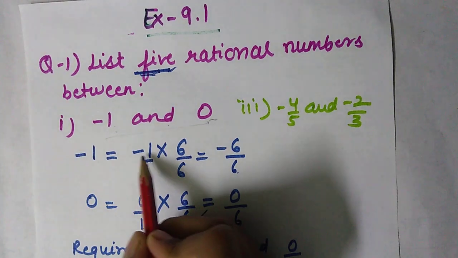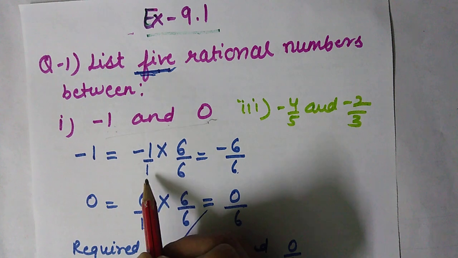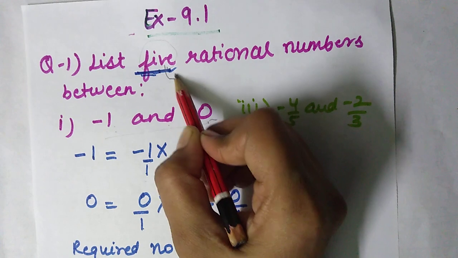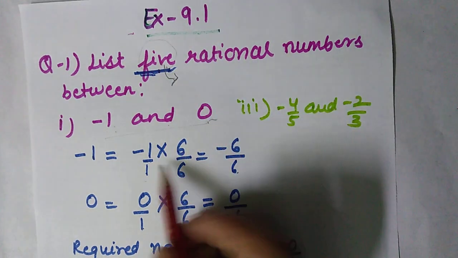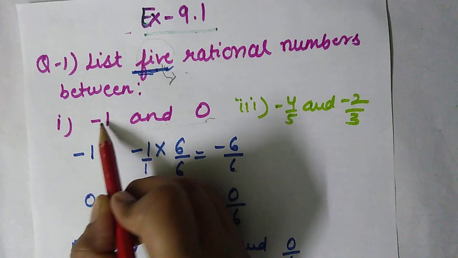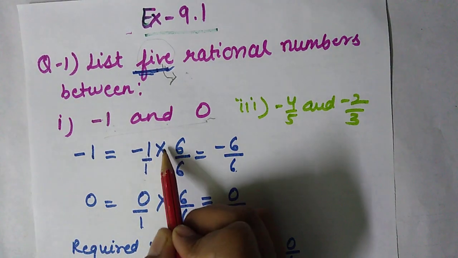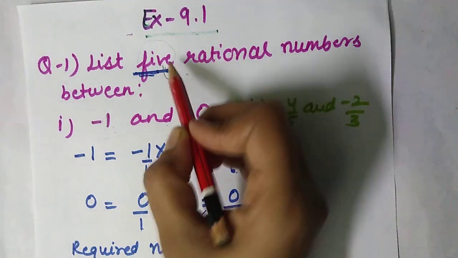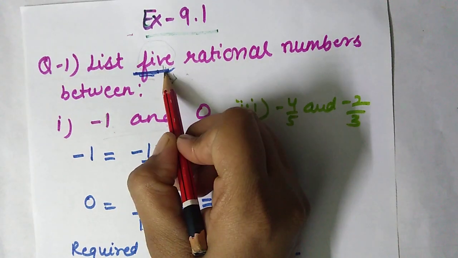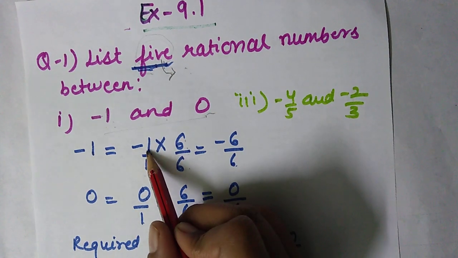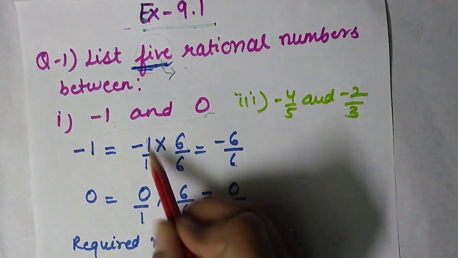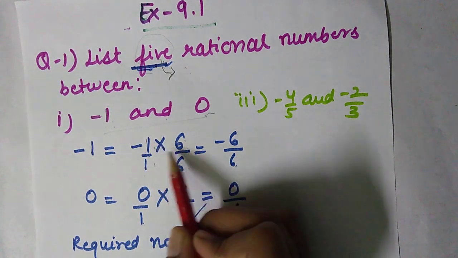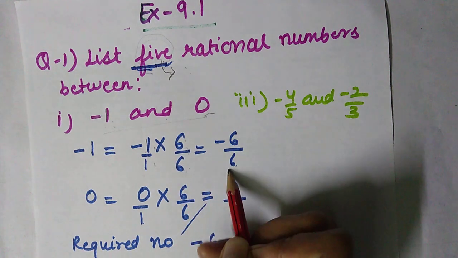So minus 1 can be written as minus 1 over 1. Now, as you have to find 5 rational numbers, for that you have to take one more than 5, that is 6. So first number you have to multiply its numerator and denominator by 6. From where we get 6? This is one more than the numbers that we have to find. So first we have to multiply the numerator and denominator of the given number with 6. Okay, so minus 1 when multiplied with 6 over 6, it will be minus 6 over 6.